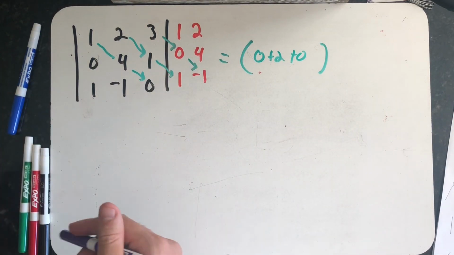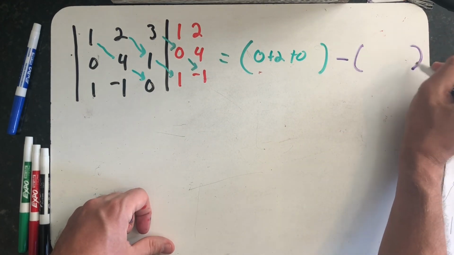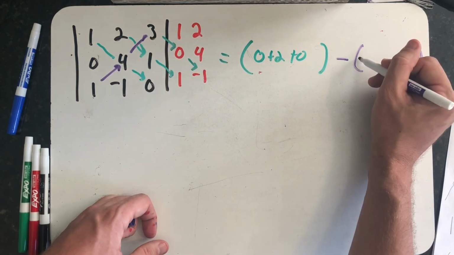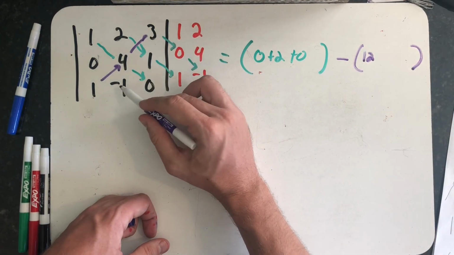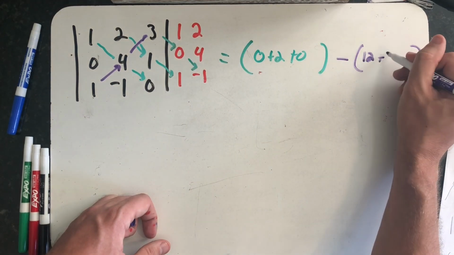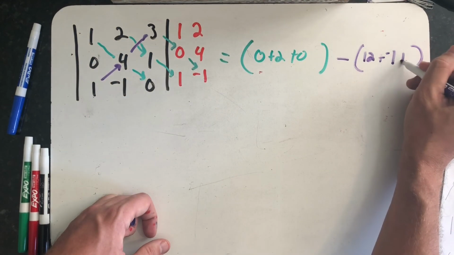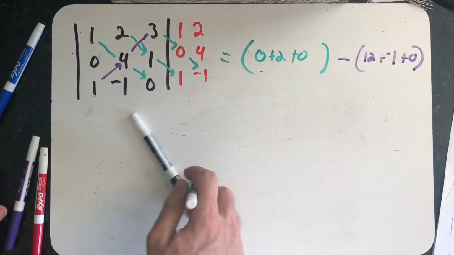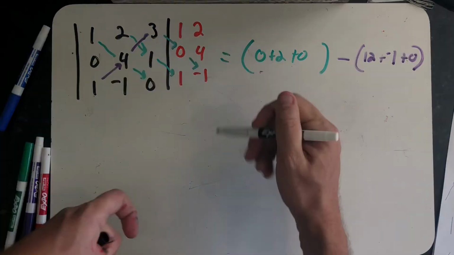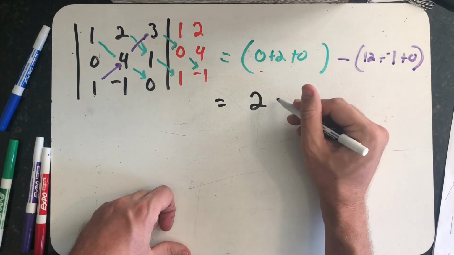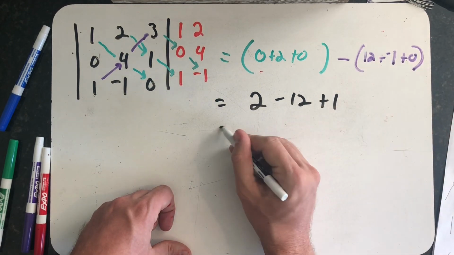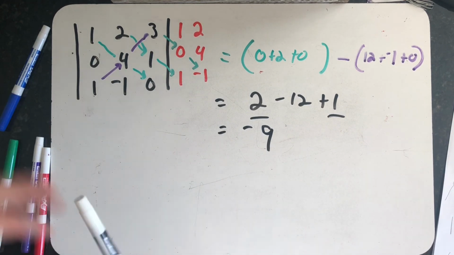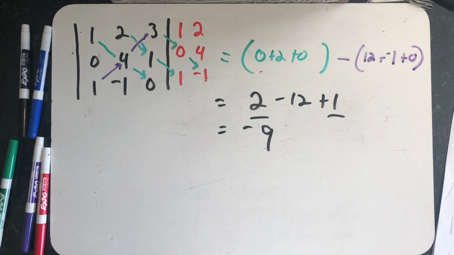And now what I'm going to do is take away what I get when I multiply up the diagonals. 1 times 4 times 3 is 12. -1 times 1 times 1 is -1. And then I get a 0 there. All right, so let's see what happens. I have 2 - 12 plus 1. 3 minus 12 is -9. This trick only works for 3 by 3 matrices, but it's a neat little trick.